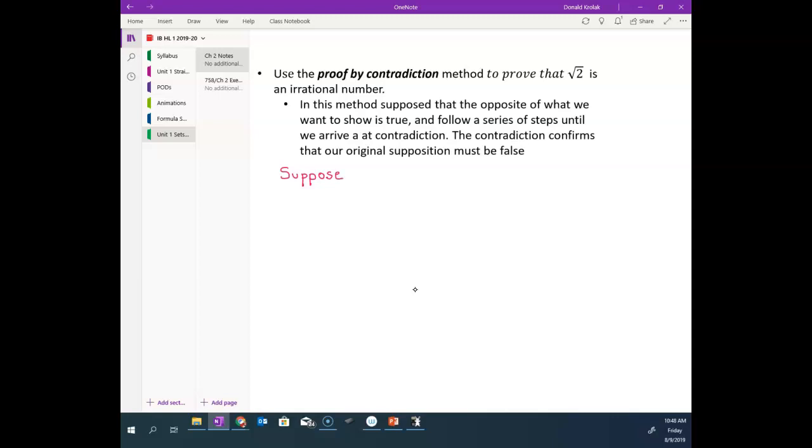All right, so when you're trying to prove something by contradiction, you start by assuming the opposite of what you're trying to show is true. So in this one, we're trying to show that the square root of 2 is irrational. So what we're going to do is say it's rational. So we're going to say, suppose root 2 is rational. We're going to prove by contradiction.